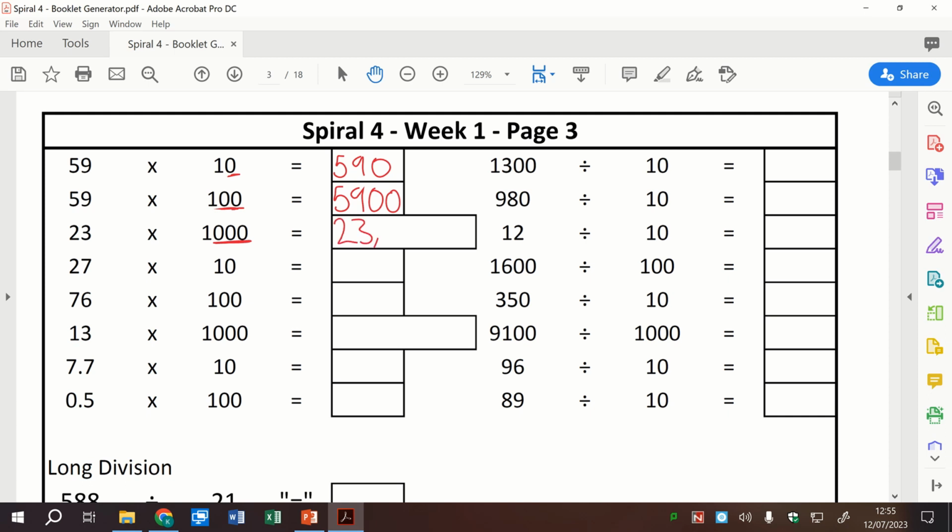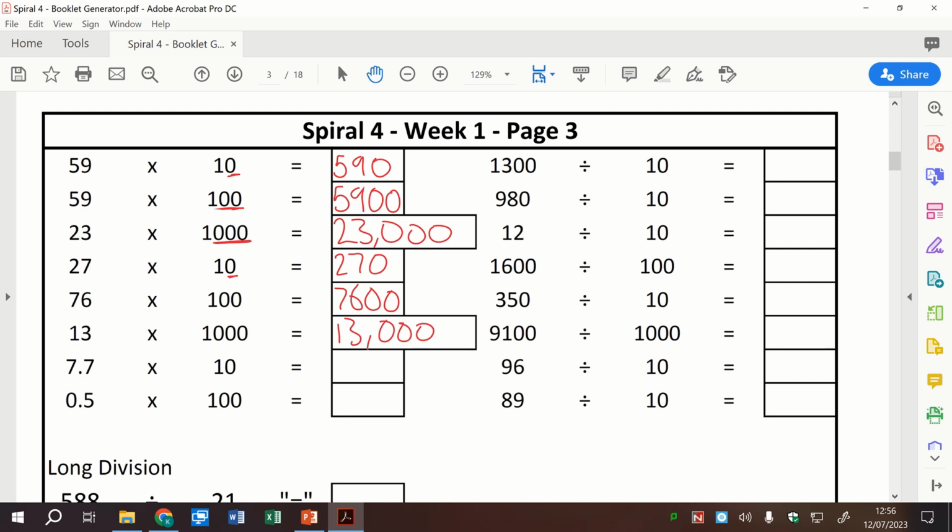23, I always put a comma before we put the 3 digits. I'll explain more about that in class, but it divides it up. That becomes 23,000. It's just easy to do. So let's go back again. 27 times 10. So I'm going to write down 27, and I'm going to put the 0 in from here, and I'm going to put it in here. 76. 2 zeros this time. Happy days. 13. Oh, 13. So this is 1,001. So I'm going to put my comma in.